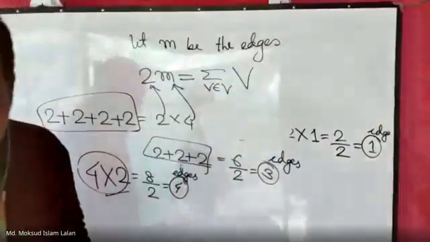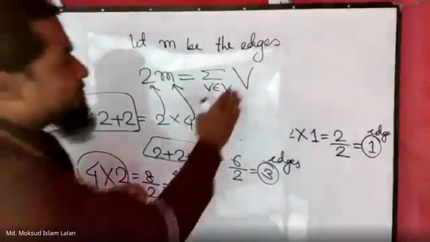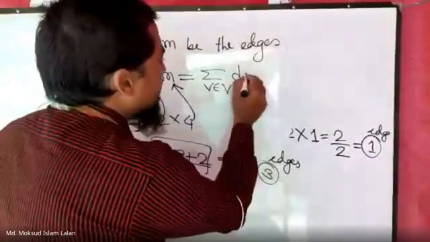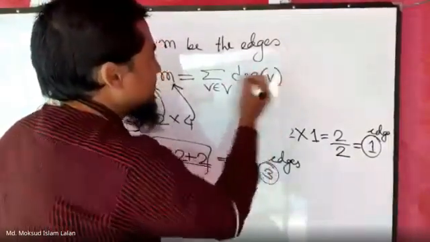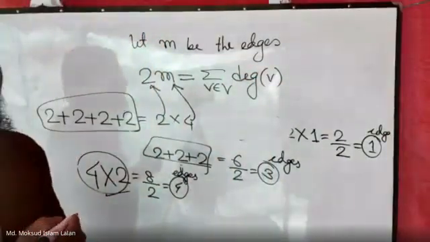Do you understand this much, sir? The next part is the summation, where V is written. That is V, this is the B set, right? What is the degree of B? Just write the degree. Summation of degree of B. I think now you understand this.